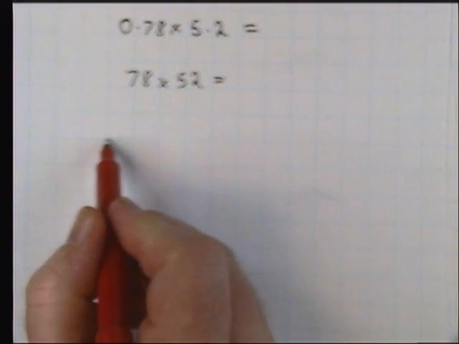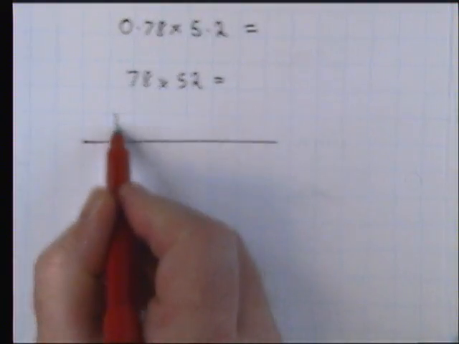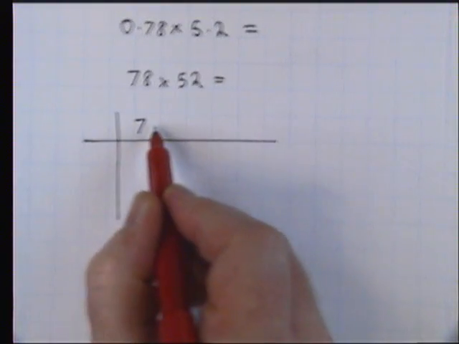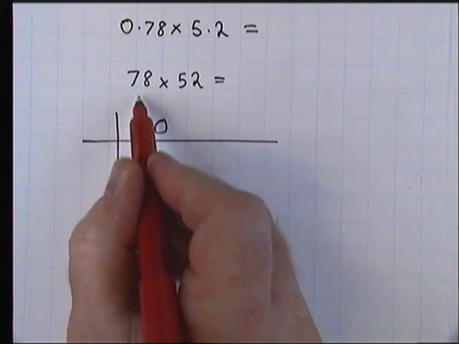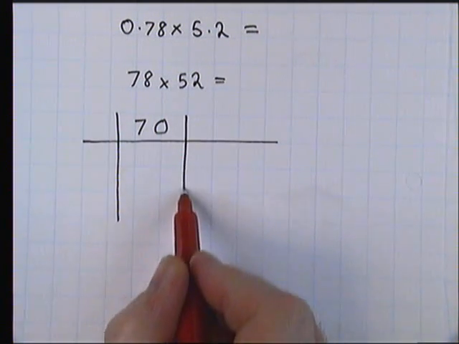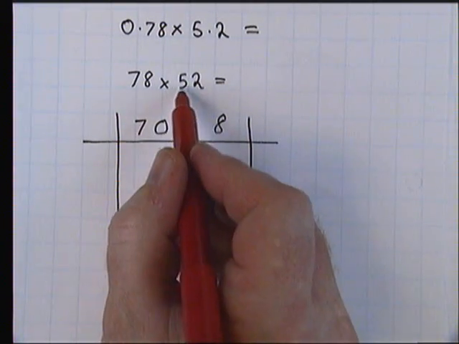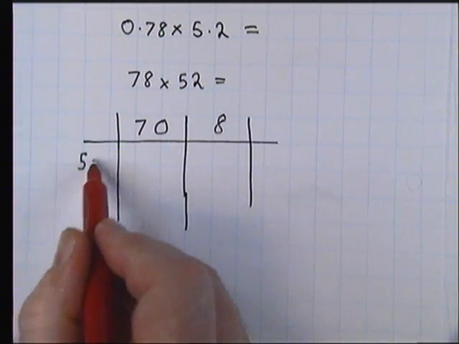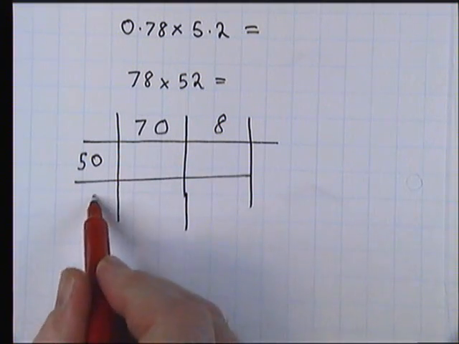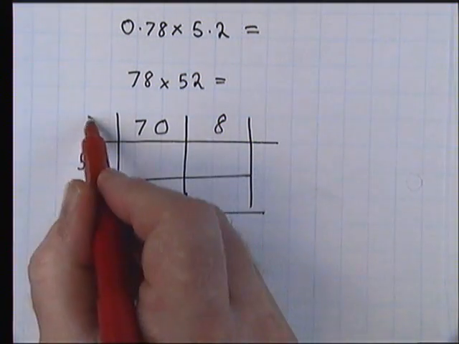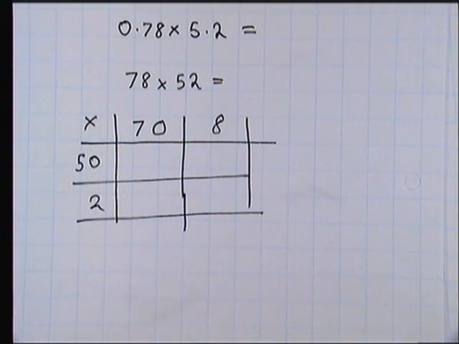Well, the easiest way to do that, or the way that we recommend in the school, is to convert 78 into 70 and 8 using a grid. Still got the same amount. And then the 52 into 50 and 2. So we split the two numbers up into two parts.